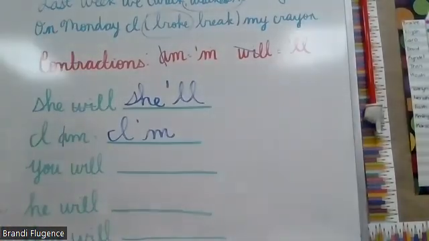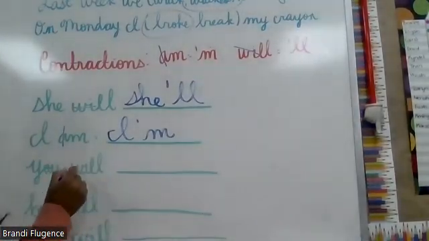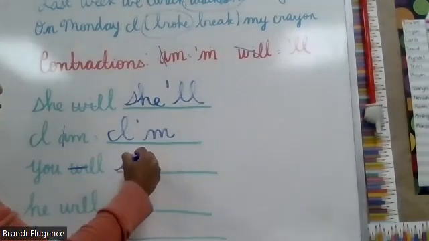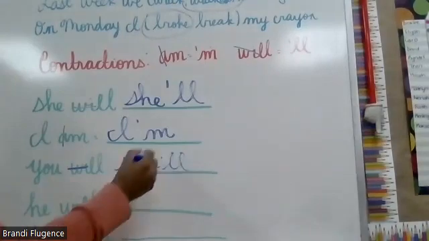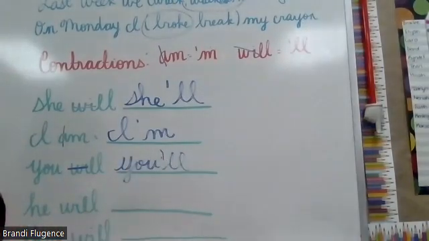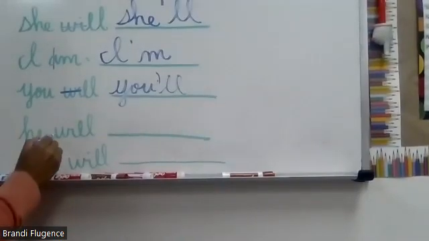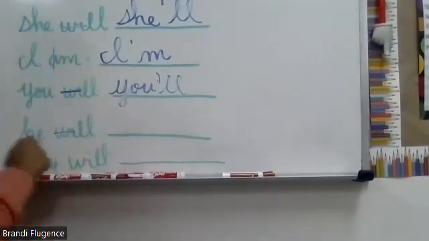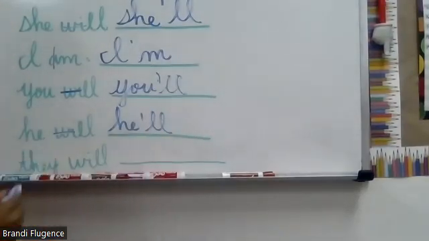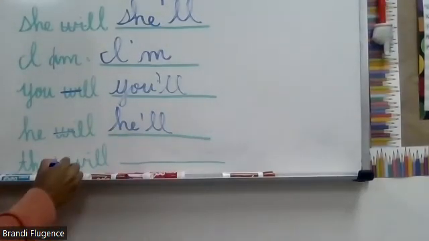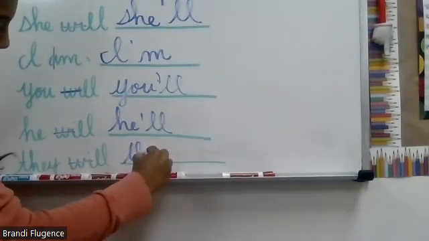Do you remember contractions? Yeah? Okay, "you will." Let's contract it. Taking out W-I, so it becomes "you'll." W-I is just L-L. You'll, apostrophe L-L. Next, "he will." Taking out W-I, let's contract it. It becomes "he'll." And then "they will," when we contract it, it becomes "they'll."